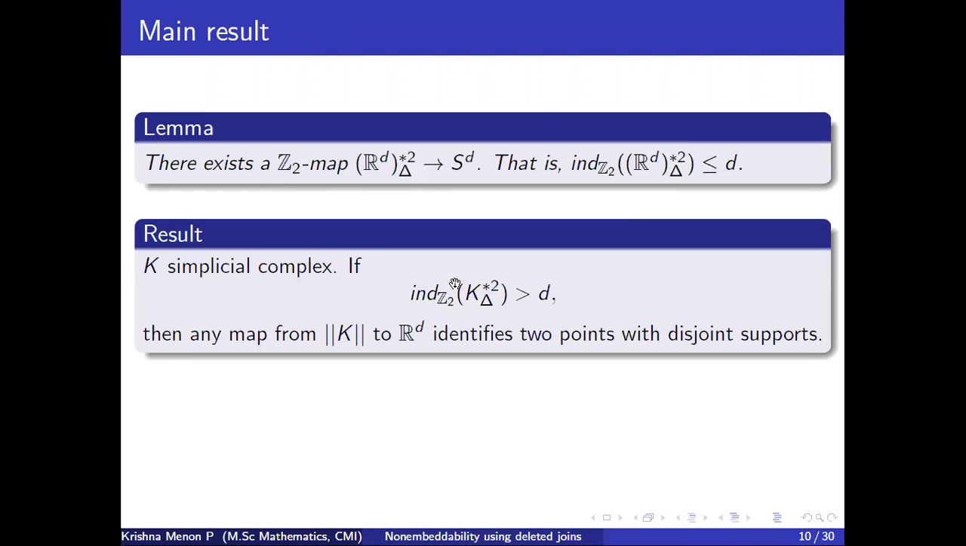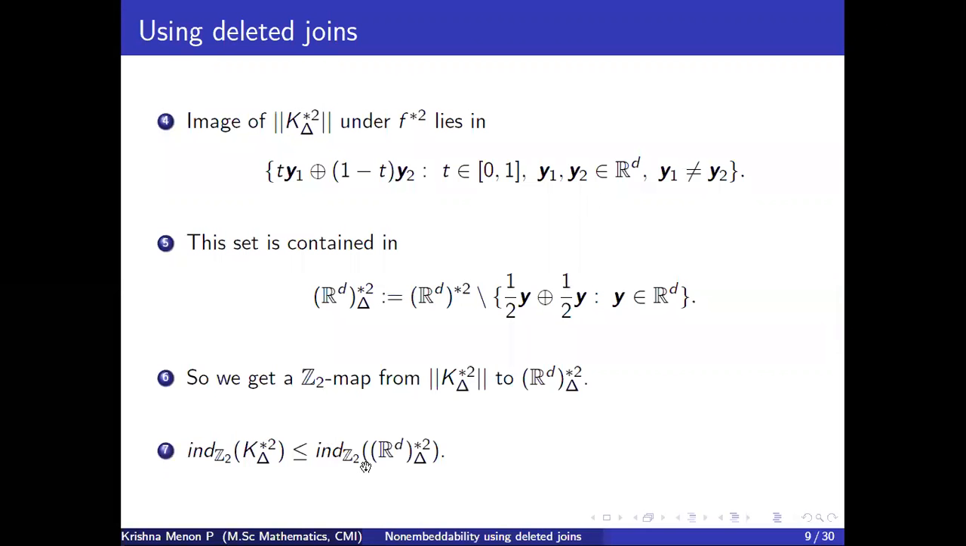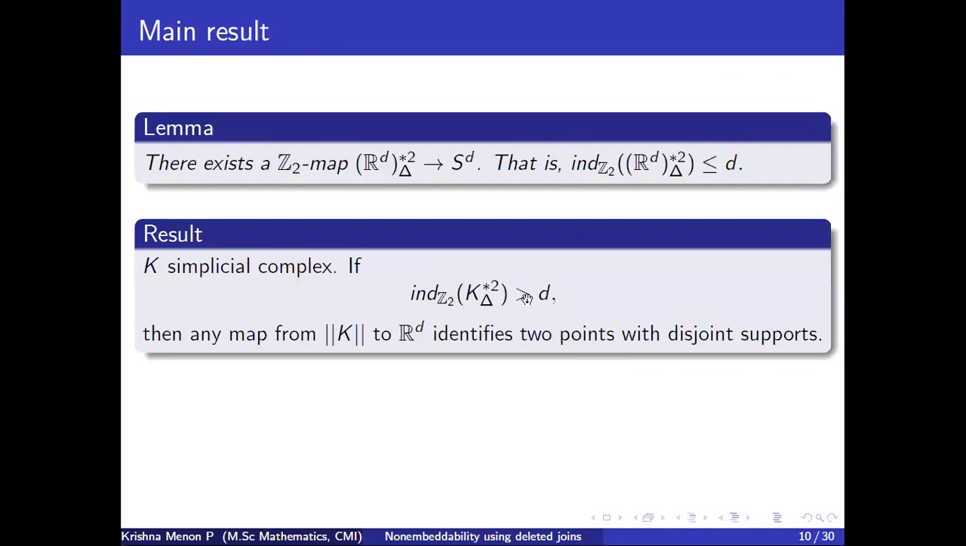Okay, so now this is our main result, the main non-embeddability result using deleted joins. So if the Z2 index of the deleted join of K is greater than d, then there cannot be a map from K to R^d for which any 2 points with disjoint supports don't get identified. Because we know if that happens, then this inequality should hold. But it can't happen because we assume the Z2 index is greater than d. So any map from K to R^d will identify some 2 points with disjoint supports. Okay, so this is our main non-embeddability result. It remains to prove this lemma.